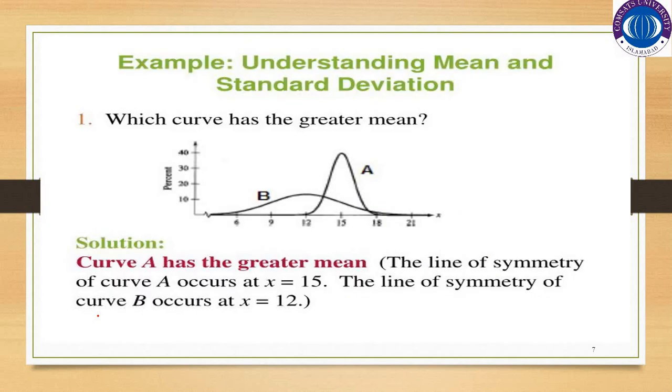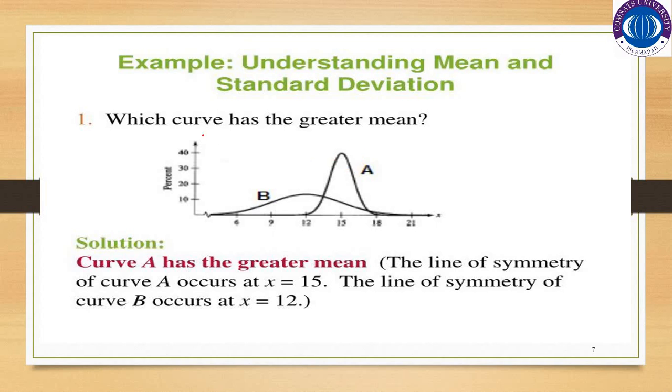This is an example for understanding the concept of mean and standard deviation in normal distribution. As we know, the normal distribution has two parameters, mean and standard deviation, or you can say mean and variance. And these are two curves, curve A and curve B. As you can see, curve A has a higher peak than curve B. The peak of curve B is flattened and there is more tendency at the tails, whereas in curve A the peak is higher.